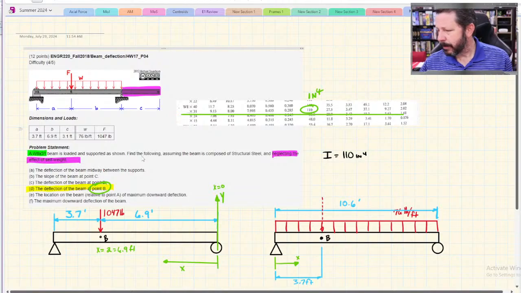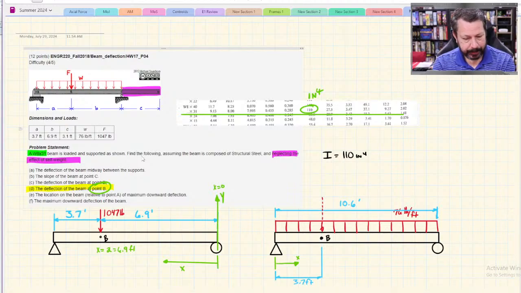Okay, let's see. So part E, the location on the beam relative to point A, so it tells us to measure from the left end basically, of maximum downward deflection. Okay.